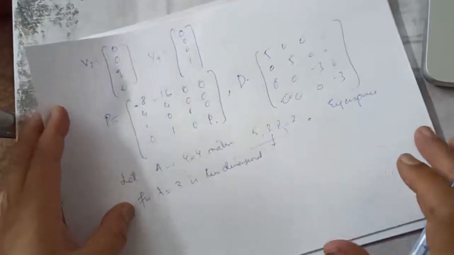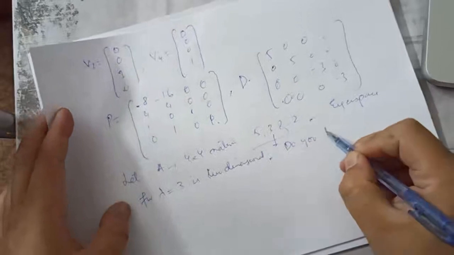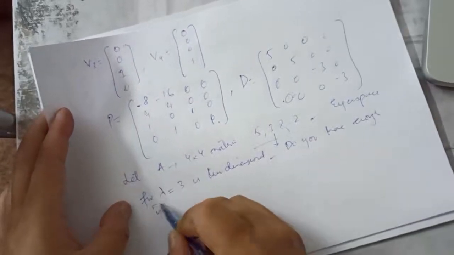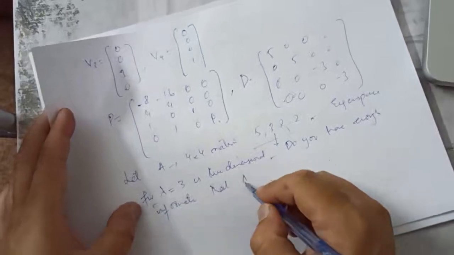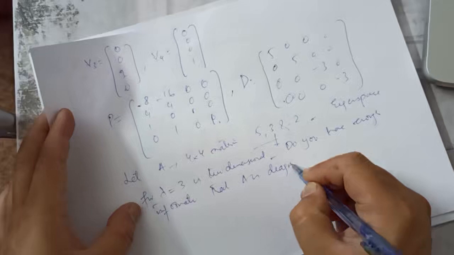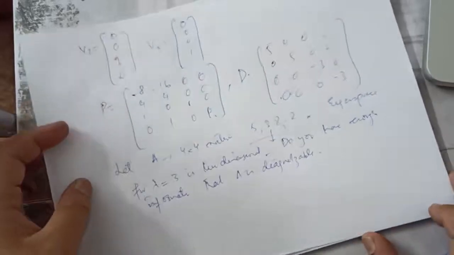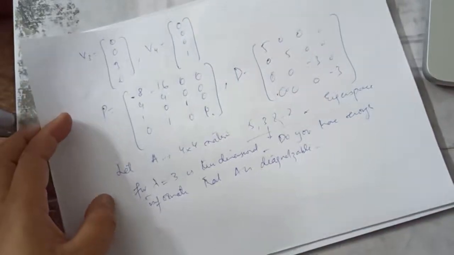So do you have enough information to say that A is diagonalizable? What do you think? I'll give you 30 seconds to judge whether it is diagonalizable or not.